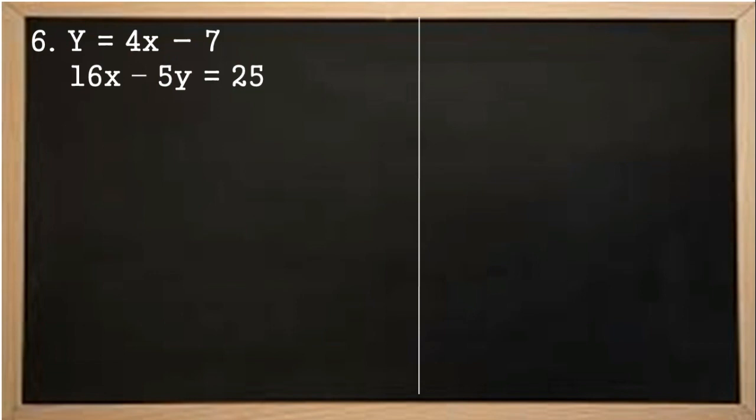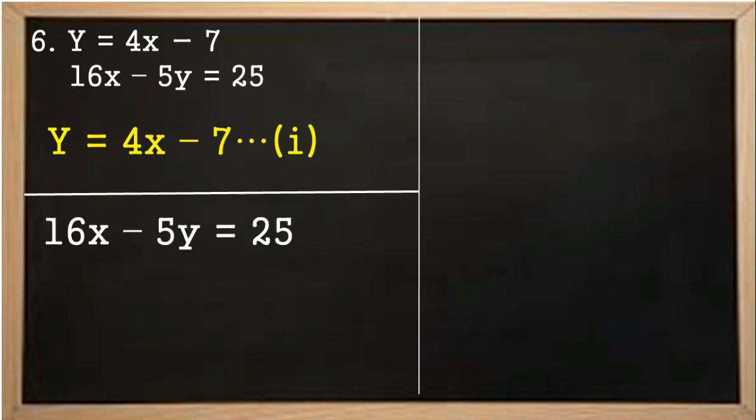Question number 6. y is equal to 4x minus 7, equation 1. 16x minus 5y is equal to 25, equation 2. In this case, the first step is already ready. The equation is already given equated to the value y. So let us mark it as result number 1 directly.